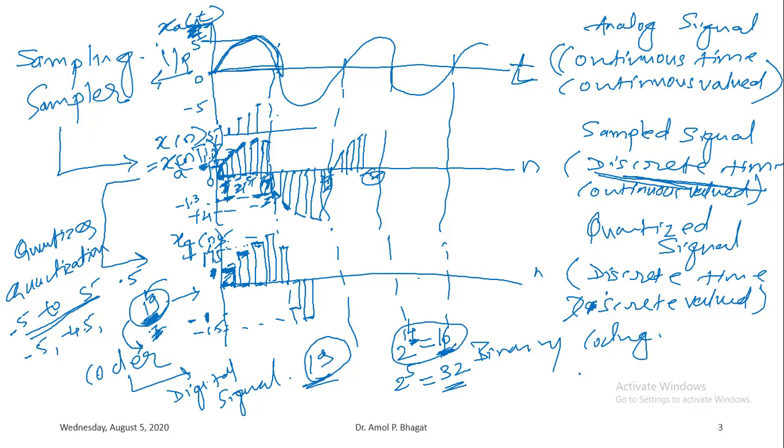So how can I code it? Minus 5 may be represented as 5 times 0, right? Then minus 4.5 I can represent as 4 times 0, 1. Then minus 4 can be represented as 00010. Then minus 3.5 can be represented as 00011, and so on.